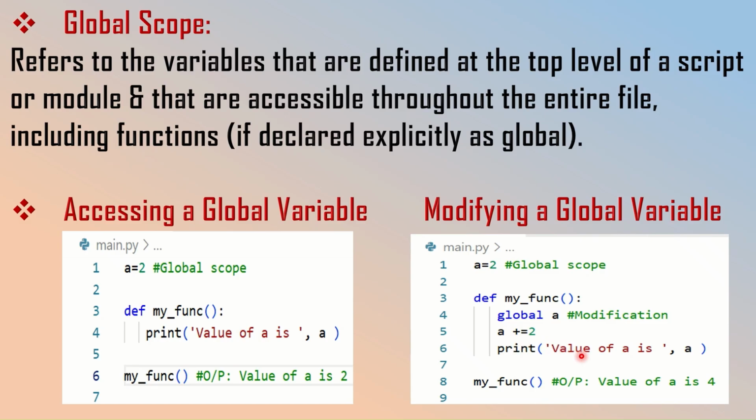And then I print some message, the value of a is a. So here I have declared the function like this, and then lastly I have called this function. So that should give me the output like this, value of a is 4.